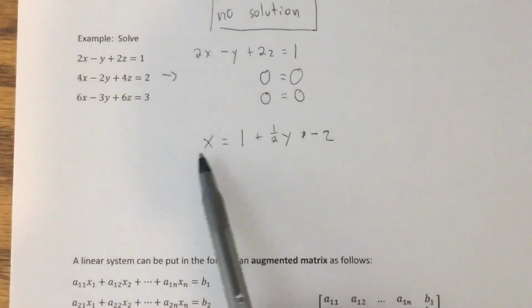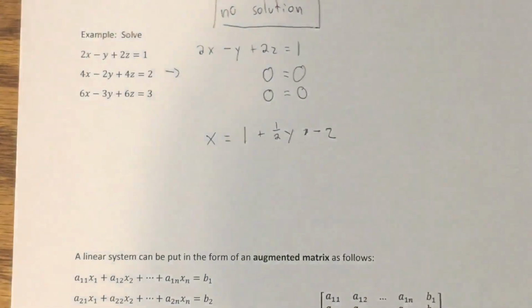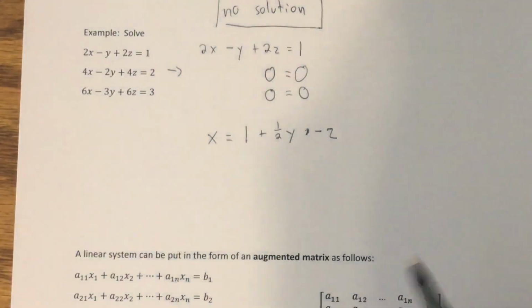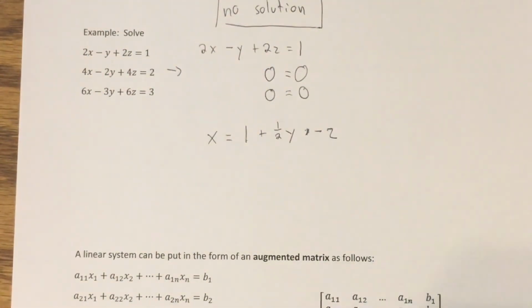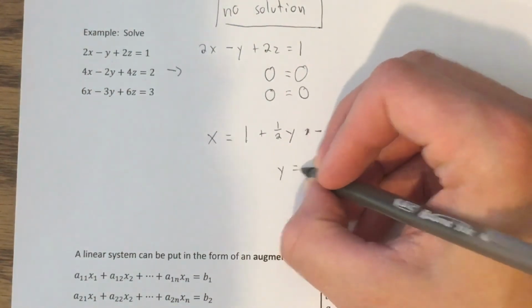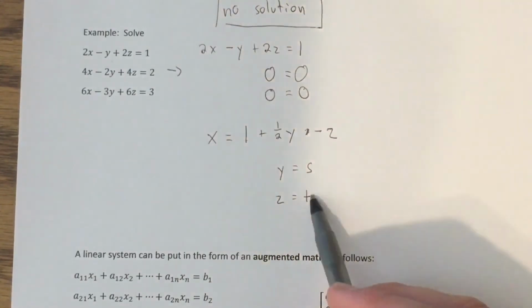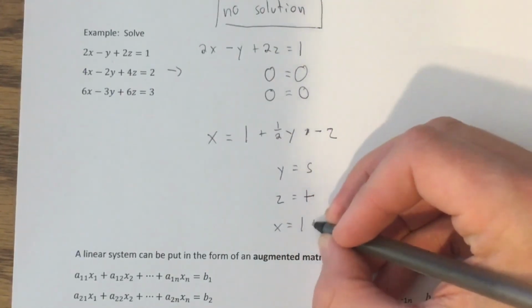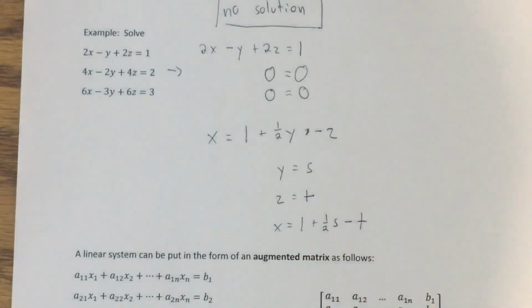What we're going to do here is create a parameterized solution set. And what that means is for each of my free variables, I assign a parameter to it. The parameters are variables as well, and I usually use s, t, r, those letters to indicate those. So if we let y equal the parameter s and z equal the parameter t, then substituting these parameters into this equation tells me that x is equal to 1 plus 1/2 s minus t.